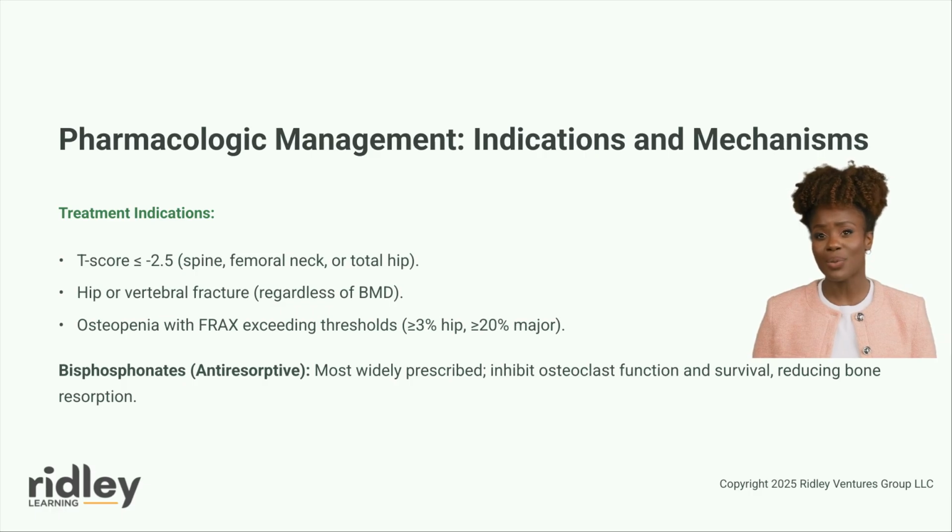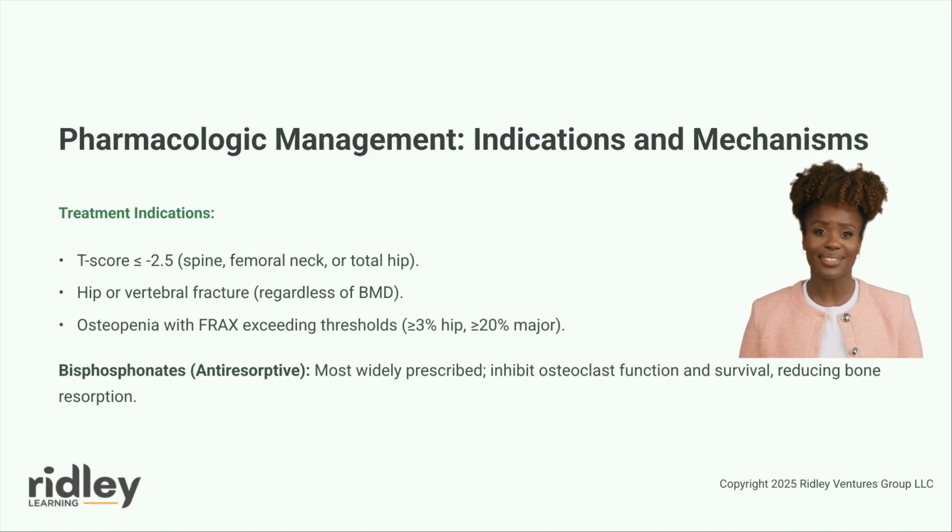Once taken up by osteoclasts, bisphosphonates inhibit farnesyl pyrophosphate synthase, an enzyme in the mevalonate pathway essential for osteoclast function and survival. This ultimately induces osteoclast apoptosis and reduces bone resorption. The net effect is a positive shift in the remodeling balance, with bone formation exceeding resorption during the initial years of treatment. This results in gains in bone mineral density and reduction in fracture risk.